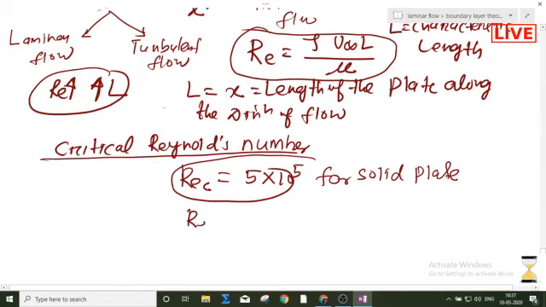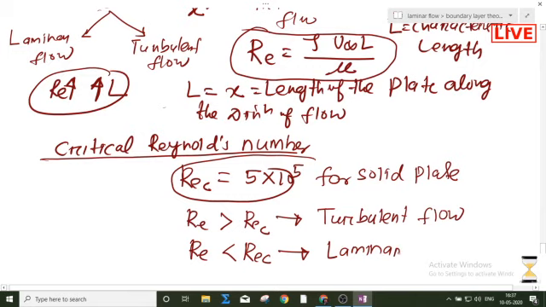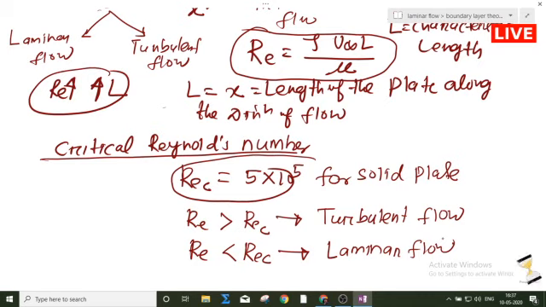If the Reynolds number is greater than the critical Reynolds number, the flow will become turbulent. If the Reynolds number is less than the critical Reynolds number, it is laminar flow. In order to decide whether the flow is laminar or turbulent, you have to find the Reynolds number and check whether it is greater than or less than 5 into 10 to the power 5. Then we can decide the nature of the flow.